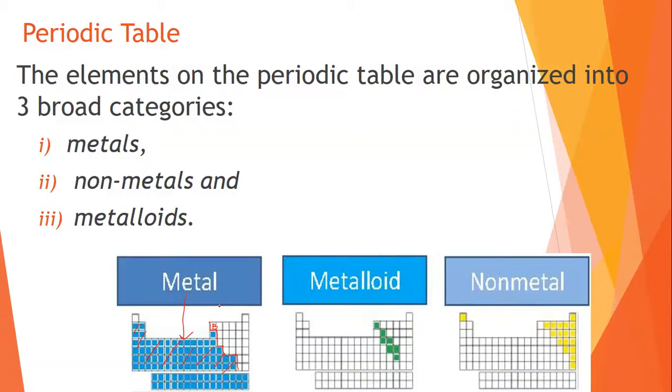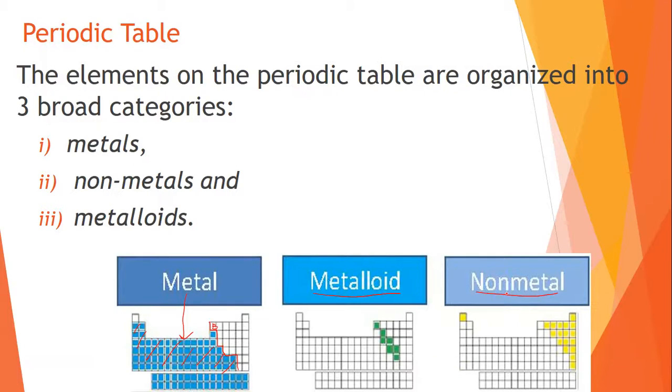Now, kind of hugging that line, boron, carbon, silicon, those guys are called metalloids. They're kind of hard to classify, as we'll see in a second. They're considered to be non-metals, although they have some properties of metals. So they hug that staircase. And then everything to the right of that staircase is considered to be a non-metal.